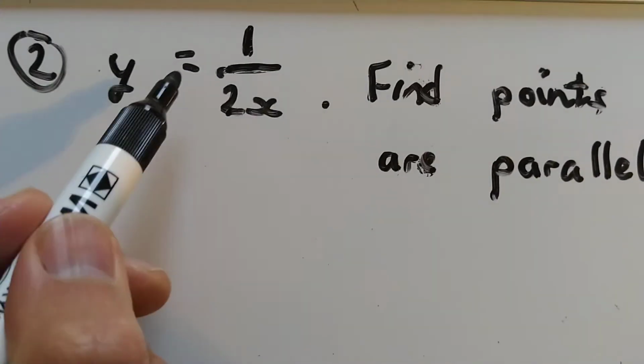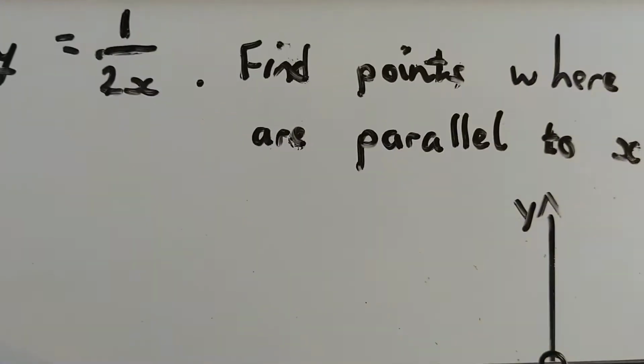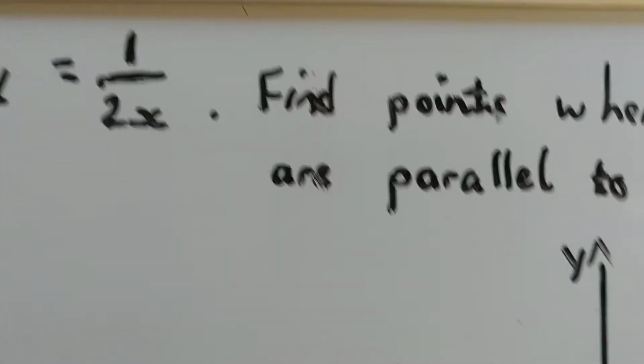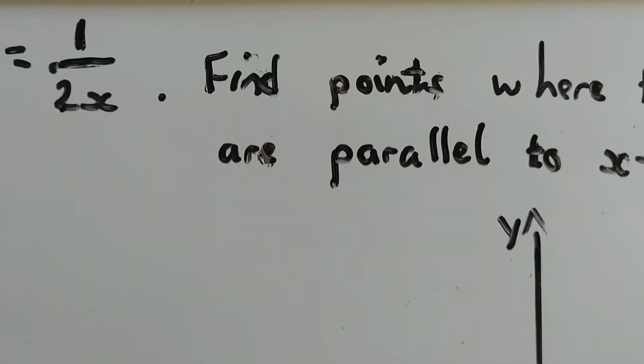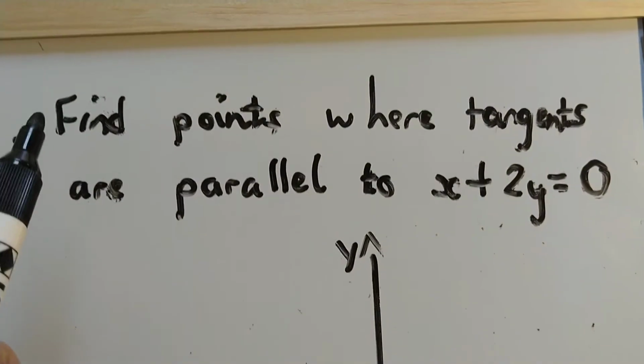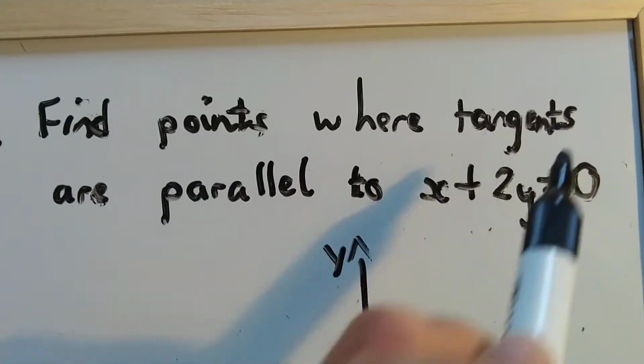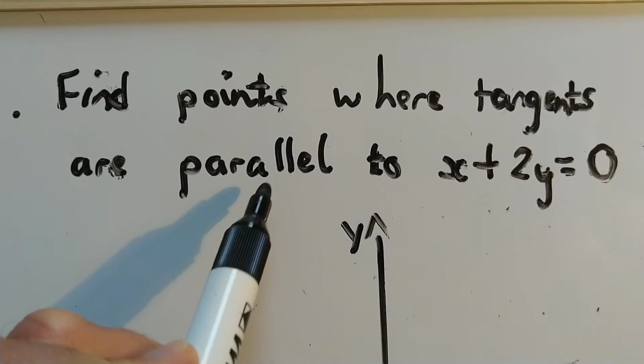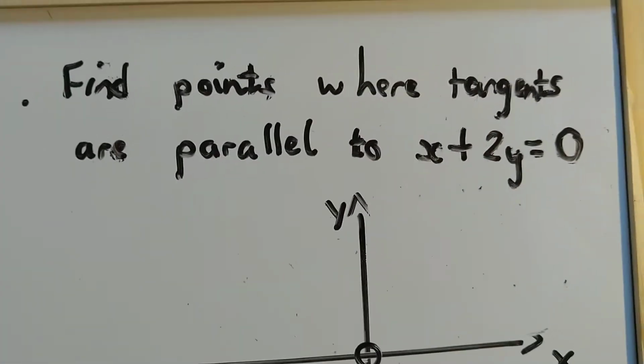Consider the curve y equals 1 over 2x. Slightly different. Finding the equation of a tangent at a particular point is a typical exam question. This one's a little bit different, but we can still do it from the skills that we've already got. Find points where the tangents to this curve are parallel to the line x plus 2y equals 0.